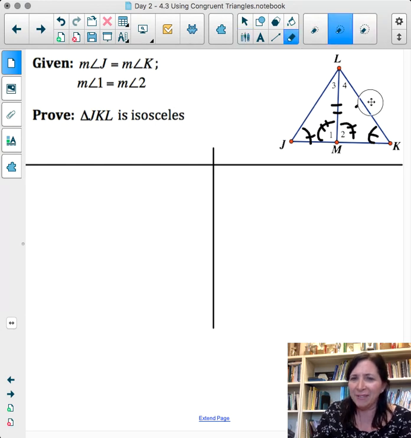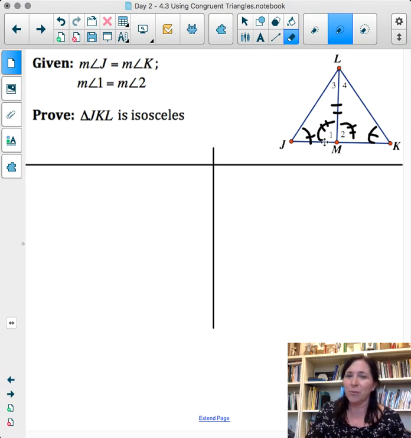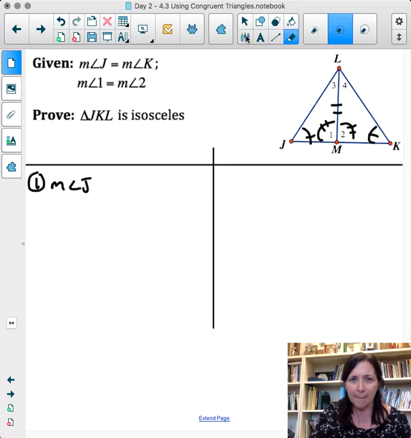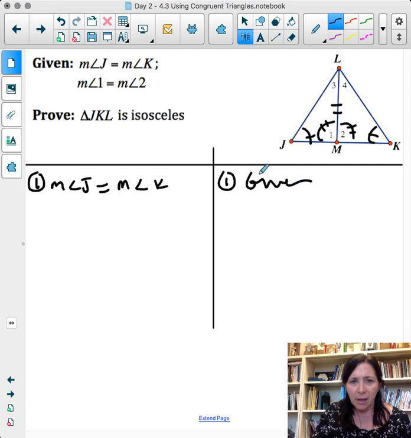Okay, we haven't covered the isosceles triangle theorem yet. So therefore, we really don't know that if the two sides are congruent, then their base angles are congruent. That's the next day. So we will be doing that next. But for right now, we are going to say that the measure of angle J is equal. If you use the M for measure, you need to say equal. The measure of angle K, and that's given. You've also got given that the measure of angle 1 is equal to the measure of angle 2.